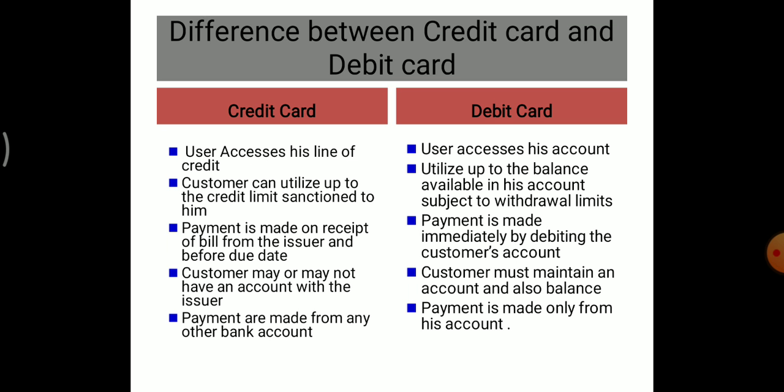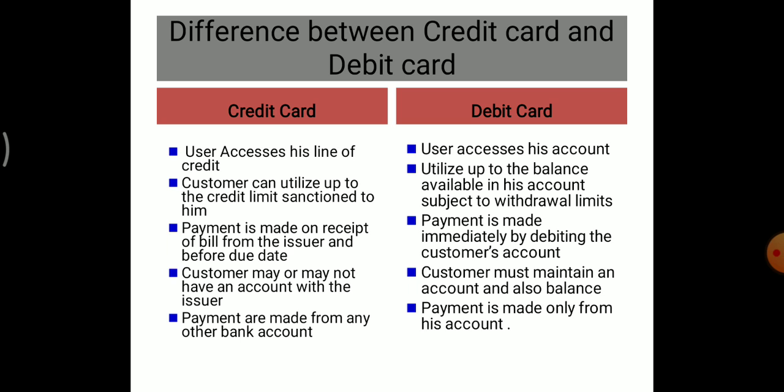Next, we can see the difference between the credit and debit card. Under the credit card, the user accesses his line of credit, and under the debit card, the user accesses his account. The customer can utilize up to the credit limit sanctioned to him, and under the debit card, up to the balance available in his account, subject to the withdrawal limits.